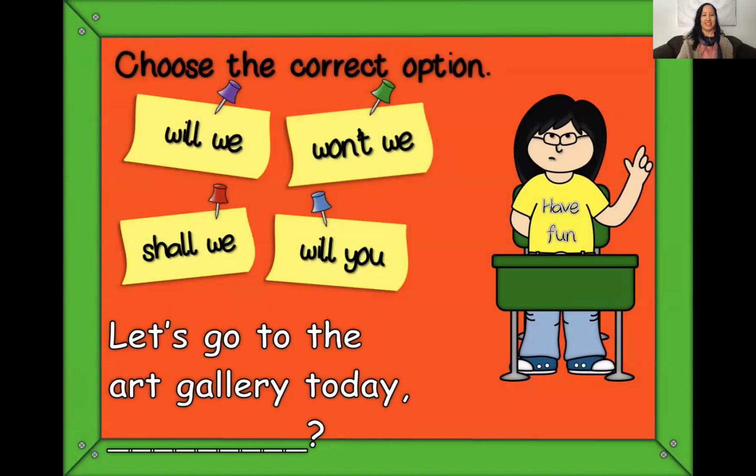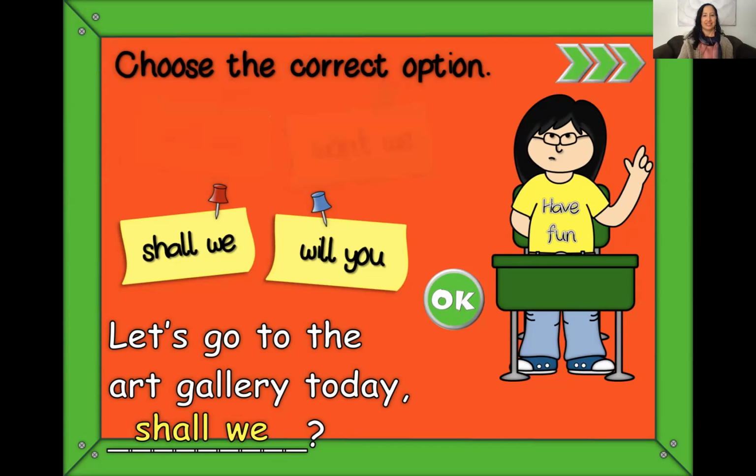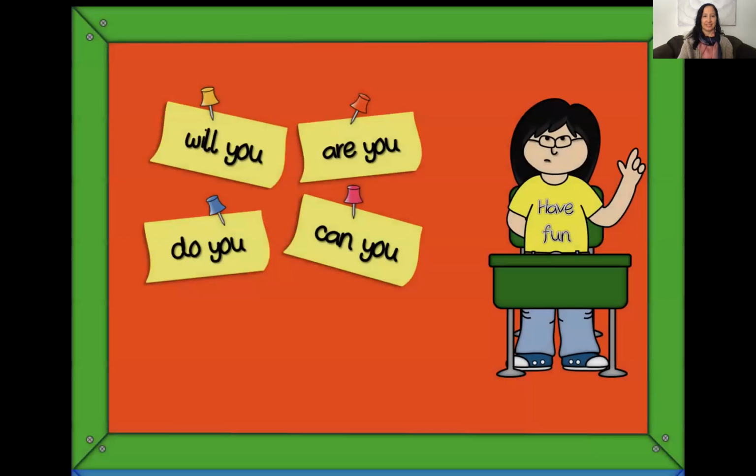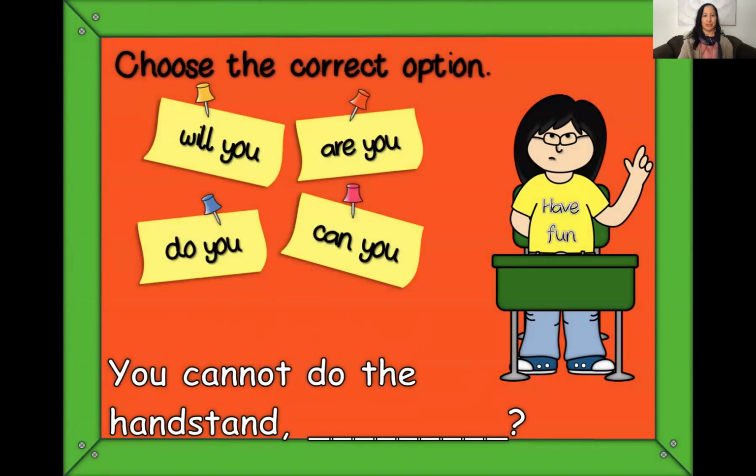Choose the correct option. Let's go to the art gallery today. Which one? Shall we? Remember, let's goes with shall. Choose the correct option. You cannot do the handstand. Can you? That was an easy one. Can you do a handstand? I cannot.